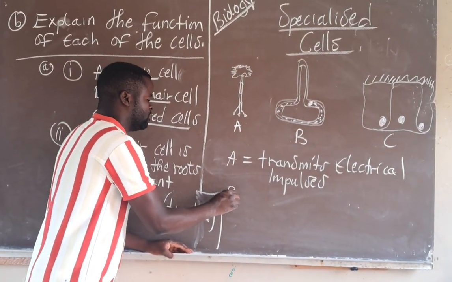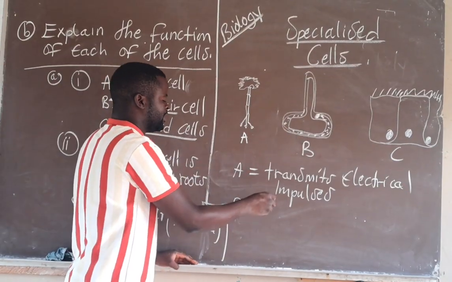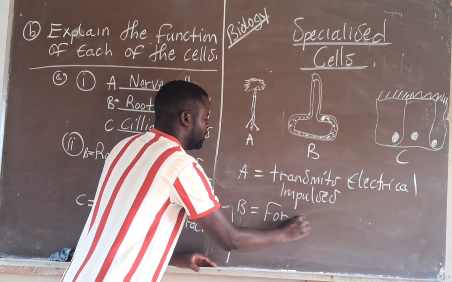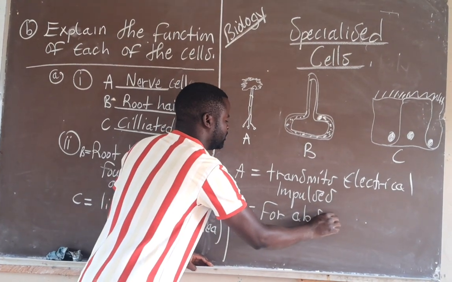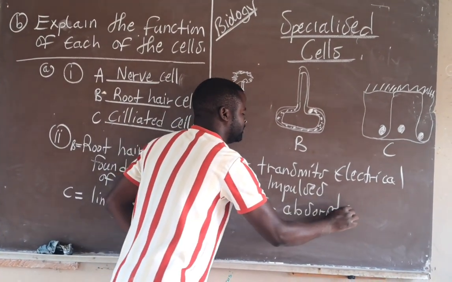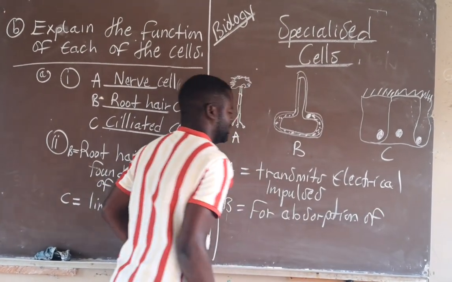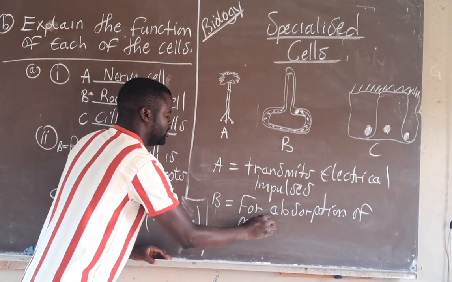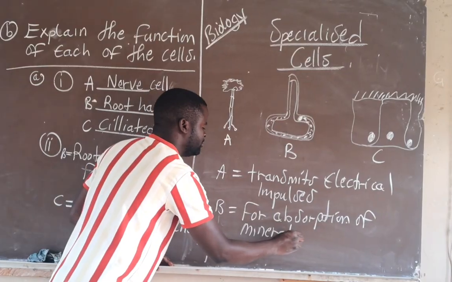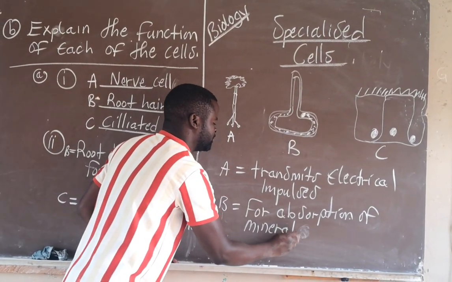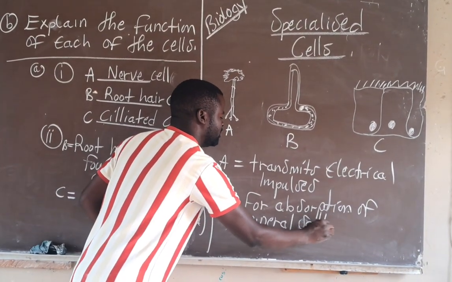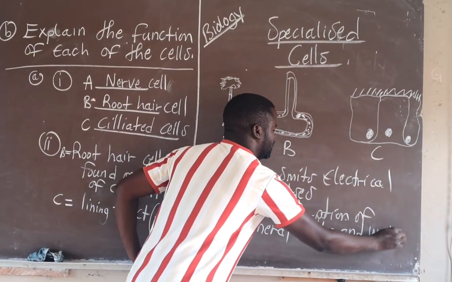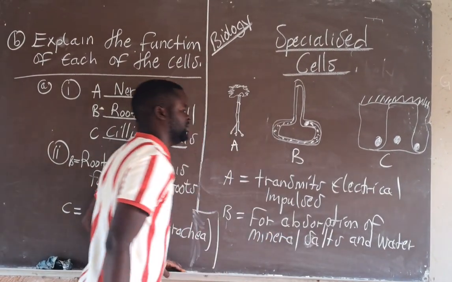Let's go to cell B, a root hair cell. What is the function of the roots? Remember, they are in charge of absorption. So we say: for absorption of mineral salts and water.